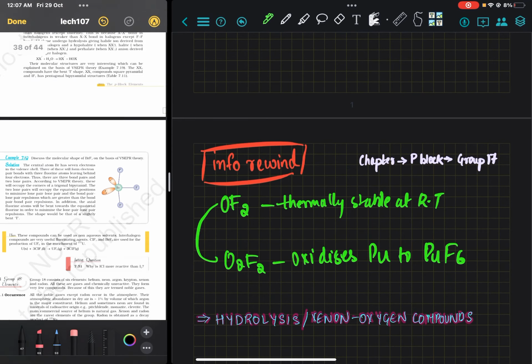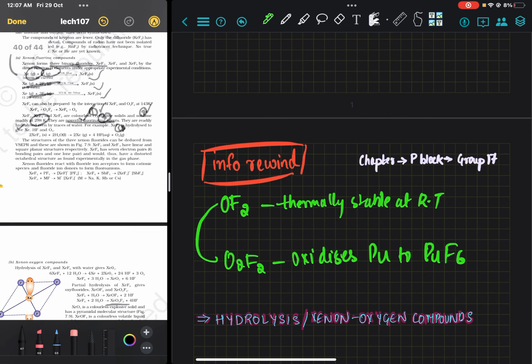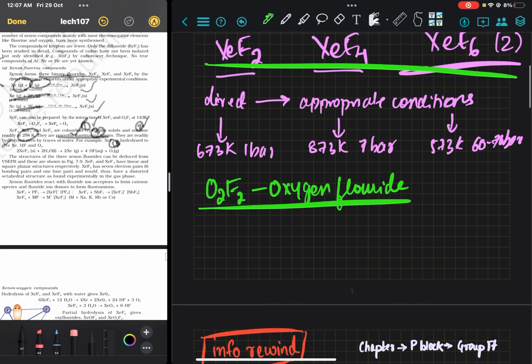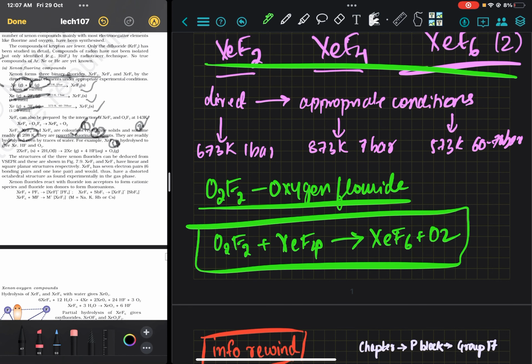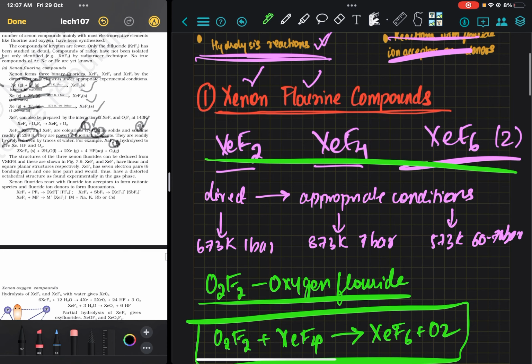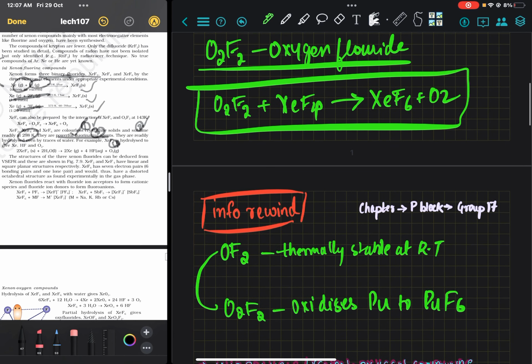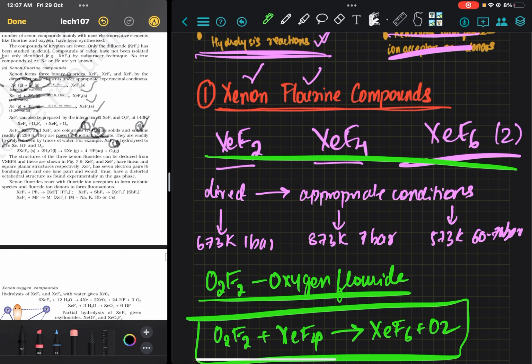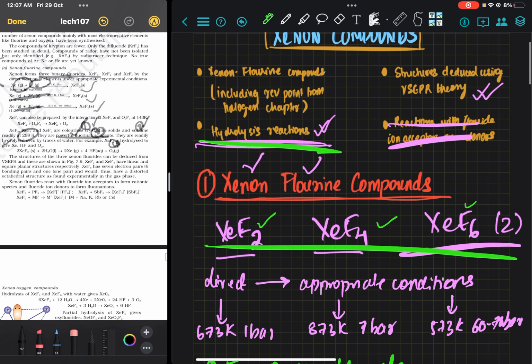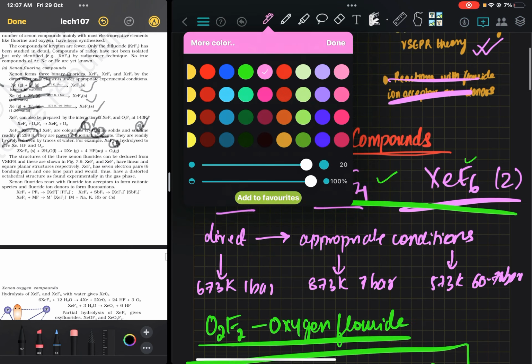Now coming back to the topic we were discussing, preparation. When you're preparing XeF6 from O2F2, you use XeF4. This is definitely not a direct reaction. You get XeF6 and O2. So this is an alternate method for preparation of XeF6. Now that is that. As we discussed, all these three are easily hydrolyzed by traces of water, which leads us to hydrolysis reactions. So let's do that.